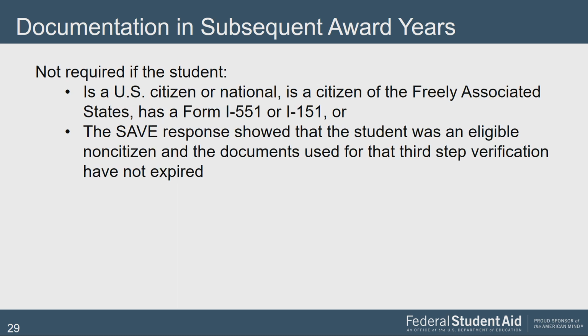However, documentation is not required in subsequent award years if the student is a U.S. citizen or national, citizen of the freely associated states, or if the saved response from that previous award year showed that the student was an eligible non-citizen and the documents used for that third step verification haven't expired, as long as that student passed the automated primary and secondary match process.